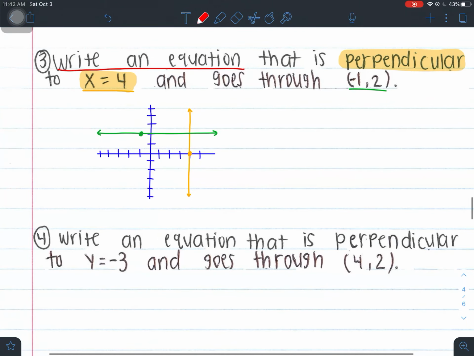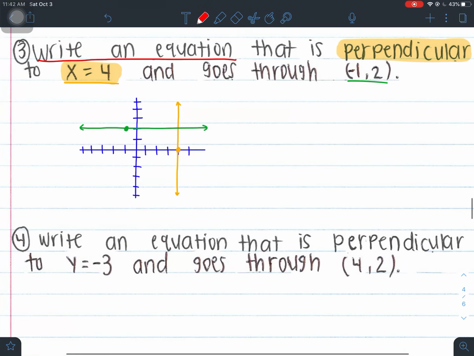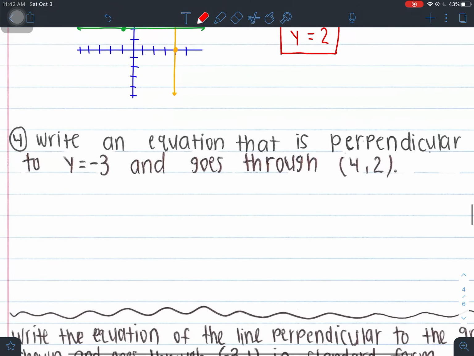All right, so we want to write the equation. Now, the yellow line is not the equation, right? That's what they gave us. The line that we're writing the equation for is that green one. So the green line crosses which axis? It crosses the y-axis, so it's going to start with y equals, and it crosses the y-axis at positive 2. So our equation here is y equals 2. Okay, and that's it for that one.